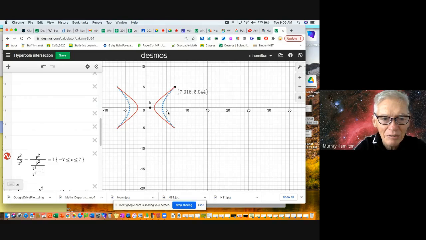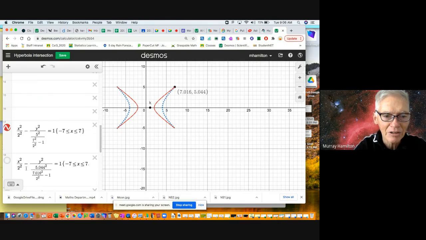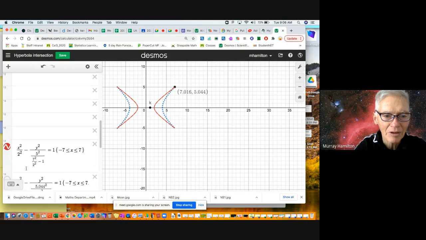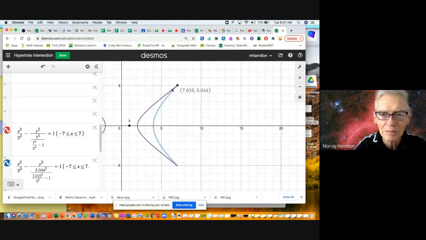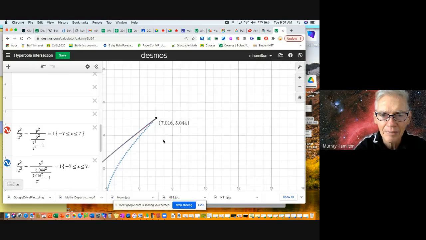So what I do is I actually copy and paste that down below, and then I'm going to do the next one. Oh, if I actually want it accurate, see how it's not 5 squared, but it's 5.044. So all I do is change that to 5.044, 7.016. When I put that one in there, it's a little bit more accurate. Now, here's why you'll see it's more accurate. If I zoom in here, I'm going to keep zooming in.